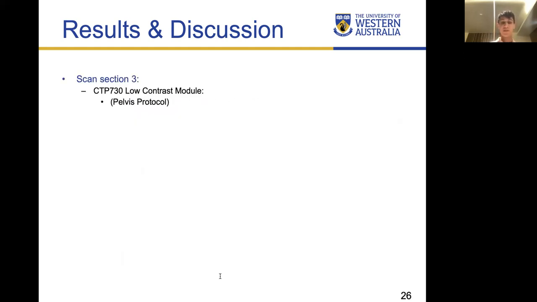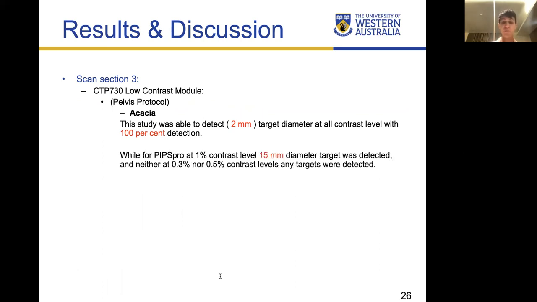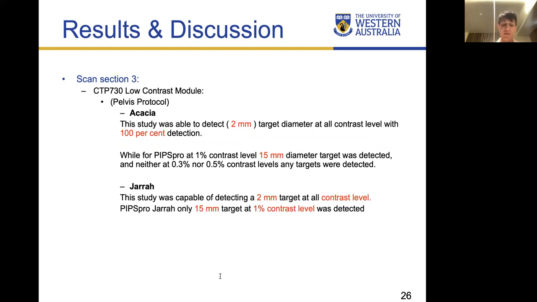For the low contrast model, Belvis protocol, Acacia, the study was able to detect a 2 mm target at all contrast levels with 100% detection, while for PIPS-Pro at 1% contrast level, a 50 mm diameter target was detected, and neither at 0.3 nor at 0.5 contrast level was any target detected. For JARA unit, this study was capable of detecting a 2 mm target at all contrast levels. PIPS-Pro only for JARA, a 50 mm target at 1% contrast level was detected.